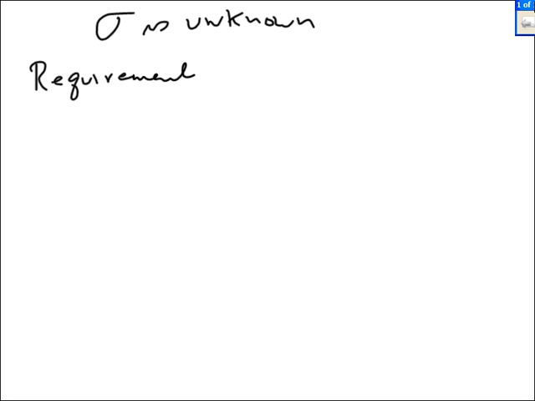As promised, this section is, once again, estimating the population mean. The difference between this section and the last section is this time sigma, the population standard deviation, is not known. Sigma is unknown. And the requirements to use the techniques of this section are exactly like the last section.